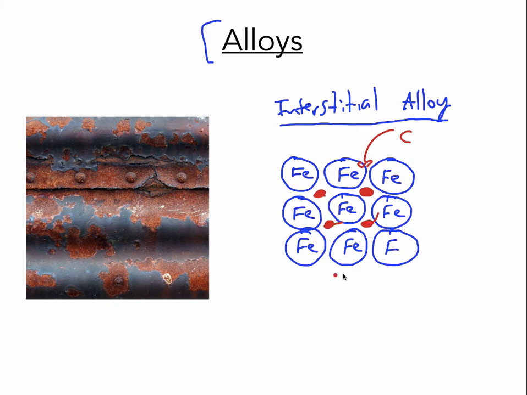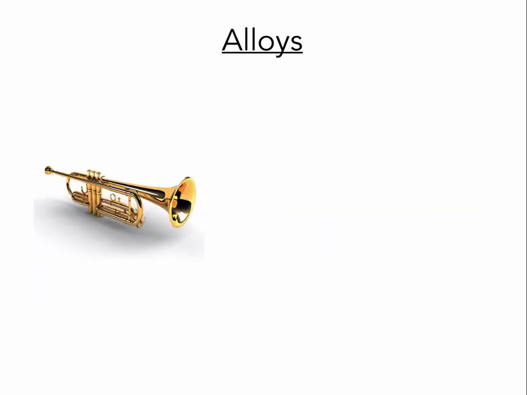So now when the iron atoms try and slide past one another, they hit these carbon atoms and the malleability decreases. But because oxygen from the environment can still react with the iron, we get this rust that forms. So steel is highly corrosive, but not that malleable due to the presence of those carbon atoms in the interstitial spaces. Okay. Another alloy is brass in this case.